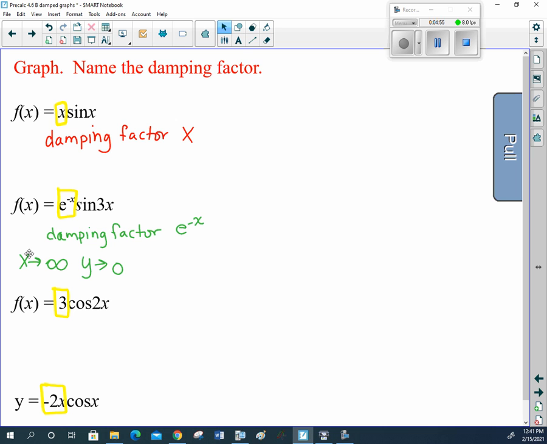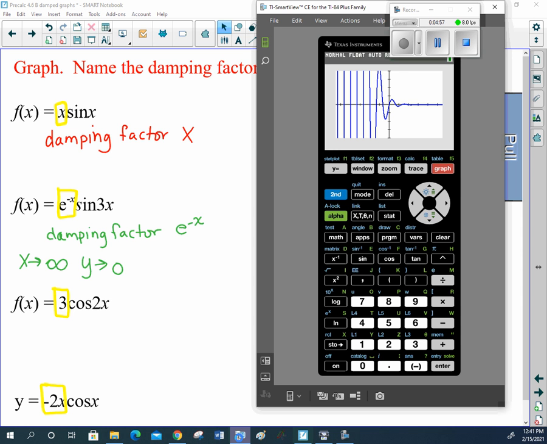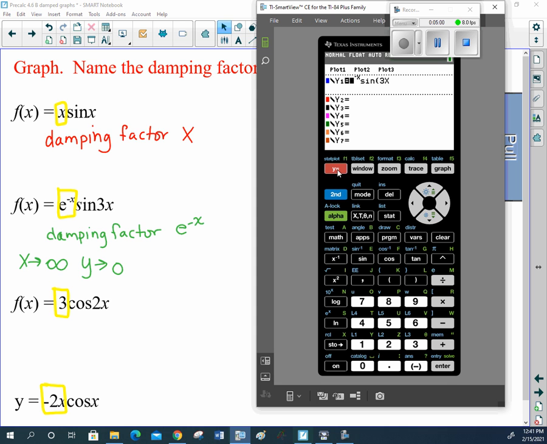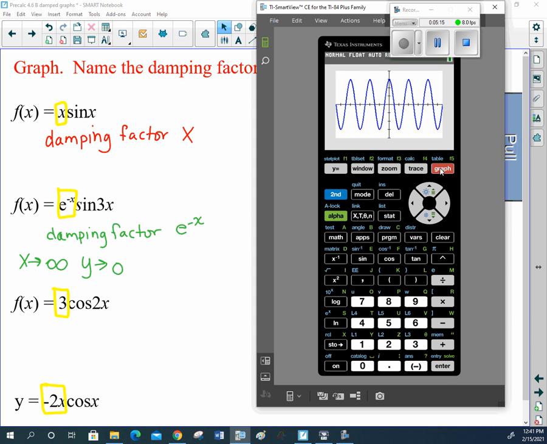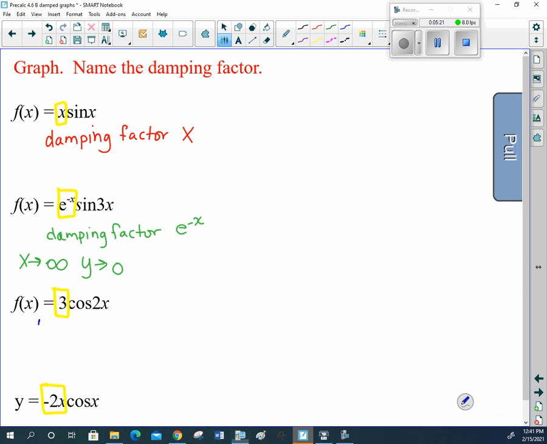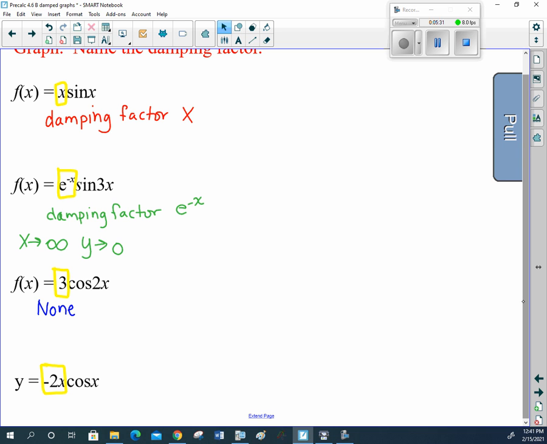Okay, so now let's look at this next one. I said it didn't have any damping effect. Let's just see what happens. It's just 3 cosine 2x. There isn't a variable in the amplitude spot, it's just a number. So you can see it stays constant. So there is no damping effect on this one. So this one is a none. It stays constant because there's no variable in the amplitude spot. Remember, the variables change, and that's what's causing the change. 3 is a constant number, so that would be no change.